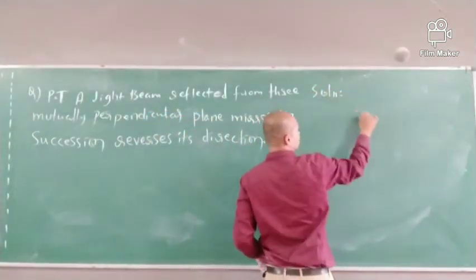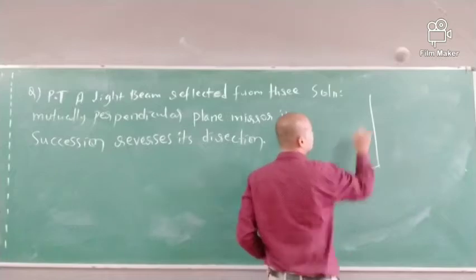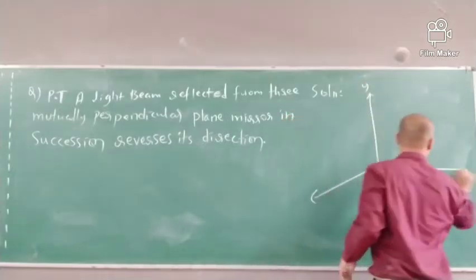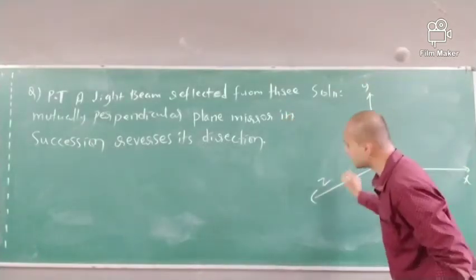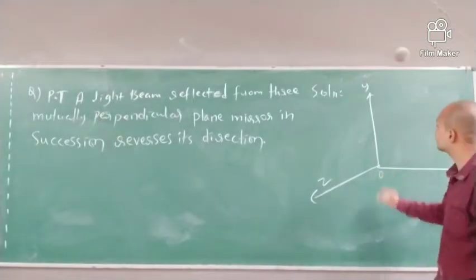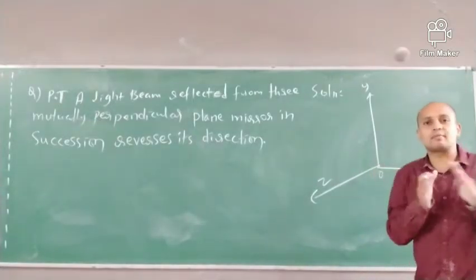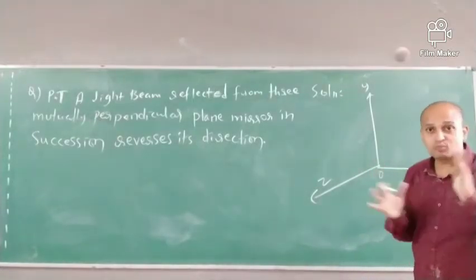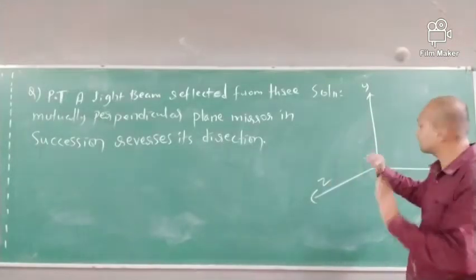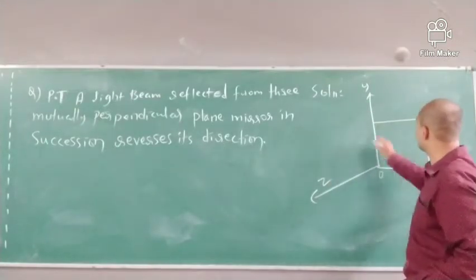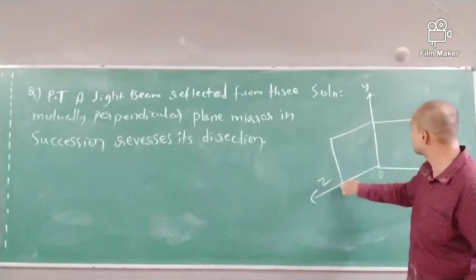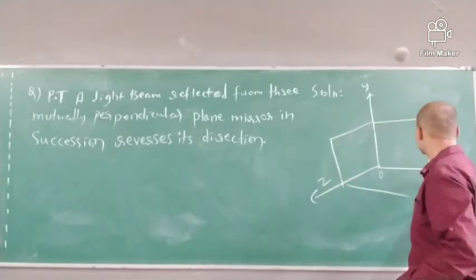Let us take the solution. Let me take three axes. This is y, this is x, and this is z. If I take three axes, let us take three mutually perpendicular plane mirrors. Mutually perpendicular, anything I can take. Let me take this as one perpendicular mirror, this as another perpendicular mirror, and then this is one more perpendicular mirror.